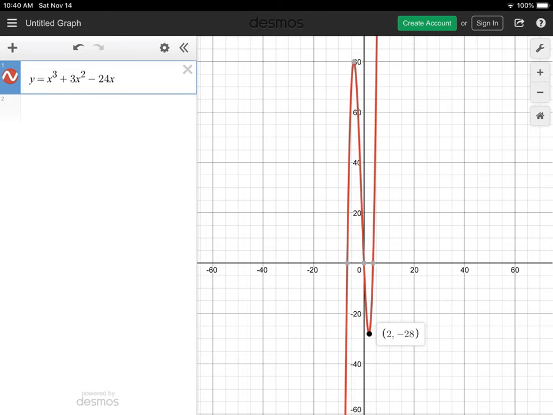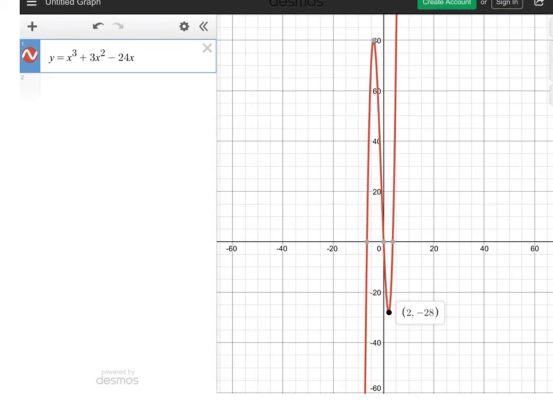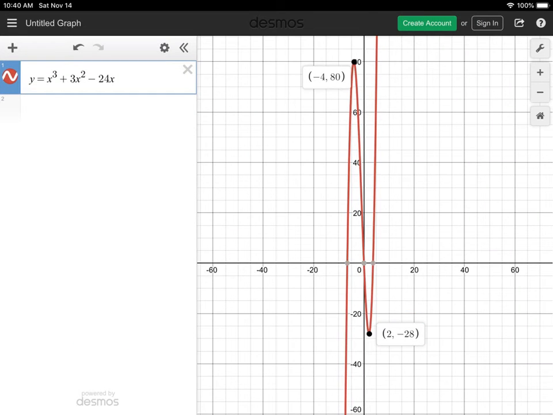Okay, so what this means is we have a relative minimum of negative 28 when x equals 2. And that's it. Similarly, to get the relative max, I can do the same thing.